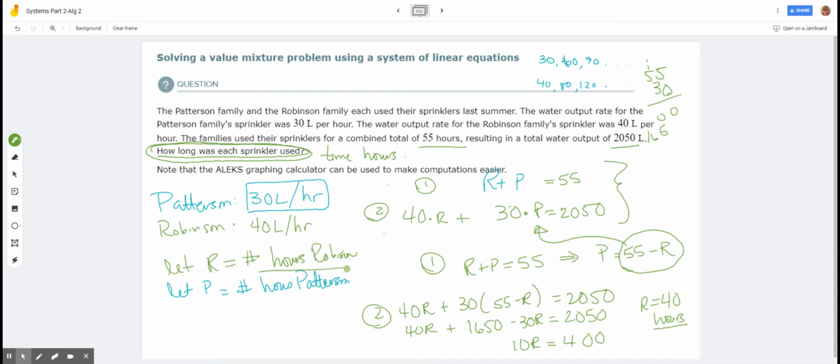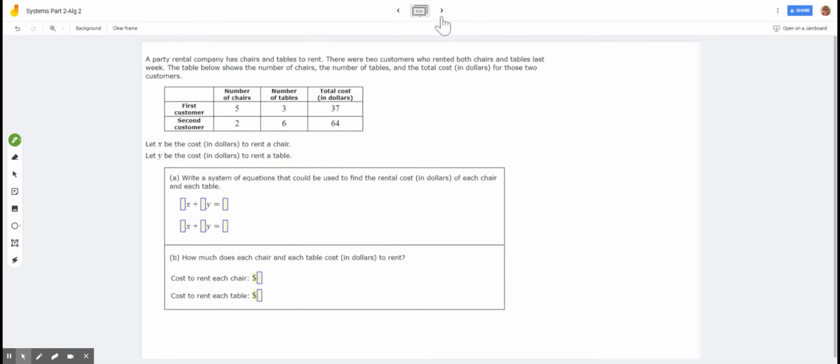Remember, R is the number of hours of Robinson. So the Robinsons used theirs for 40 hours, which means if the total is 55 hours, you can plug it back into here, and you'd realize that P was 15 hours. And then you could check it by plugging it into the second equation. You'd go 40 times 40, which is 1600, plus 30 times 15, which is 450. And is that equal to 2050? Indeed it is. So it checks. You can always plug it into the second equation.